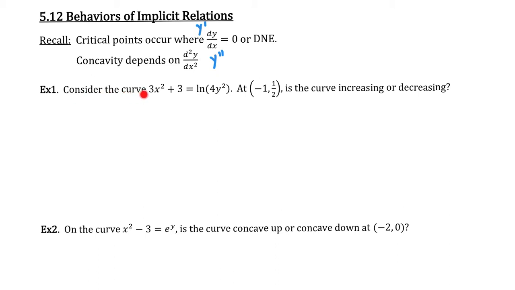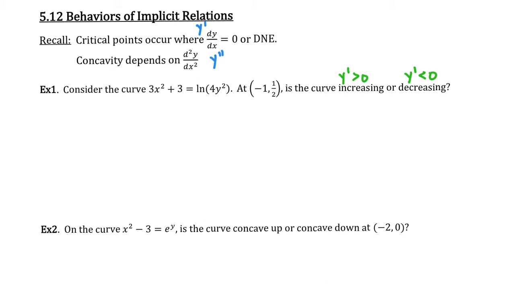It says, consider the curve 3x squared plus 3 equals this. Remember, curve just means it's a graph. Don't worry about the word curve. This is an implicit function because the y is embedded into the equation rather than saying y equals. It says at negative one half, is the curve increasing or decreasing? When I see increasing or decreasing, I'm thinking, is y prime greater than 0? Is y prime less than 0?